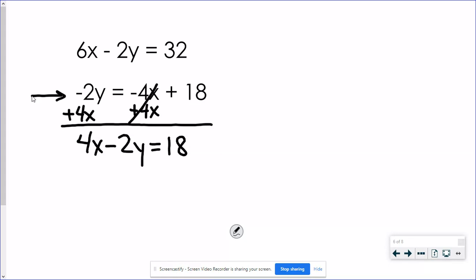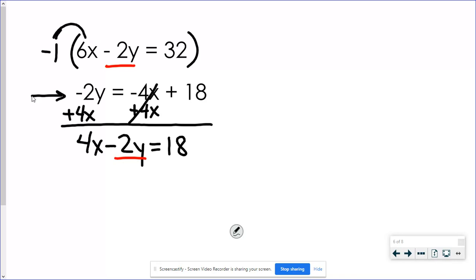Now I've got everything lined up. That's great. However, this is a negative 2y, and so is this. So I'm going to need one of my equations to turn into a positive 2y. Well, since I already made a change in that second equation, let's take this first equation and multiply it by -1. That would change it into a positive 2y.